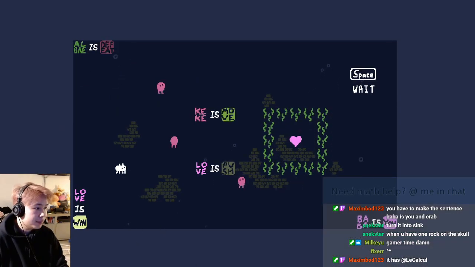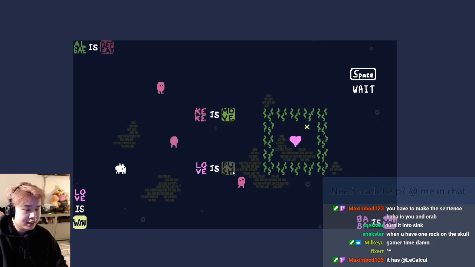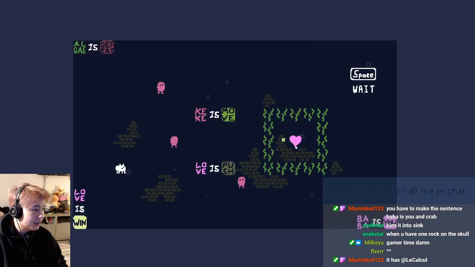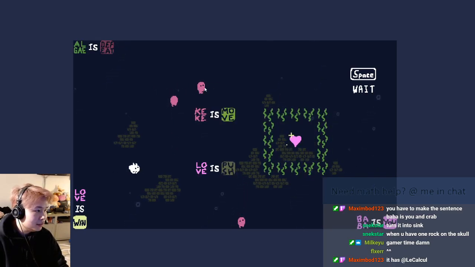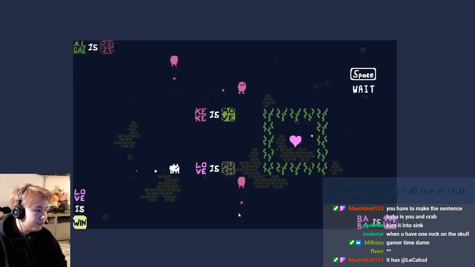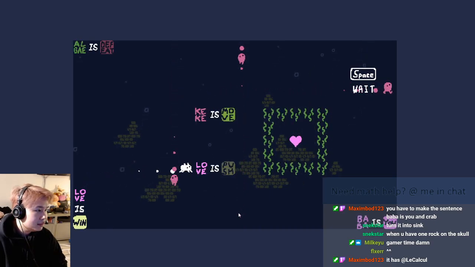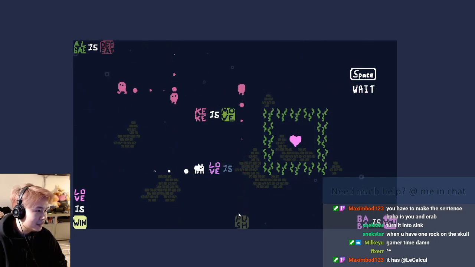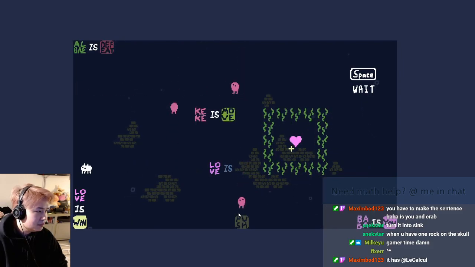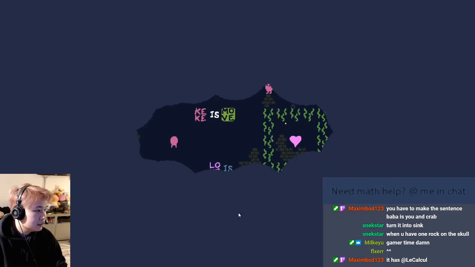Okay, so you can see love is win, love is push, love is probably the heart. It says Baba is you in the corner. And then algae is defeat. This is probably algae. And then Kiki is move. So if I move Kiki, who are these 3 things, move forward, I guess. And then they can interact with the sentences. And then if I touch the algae, I lose. So let's restart.